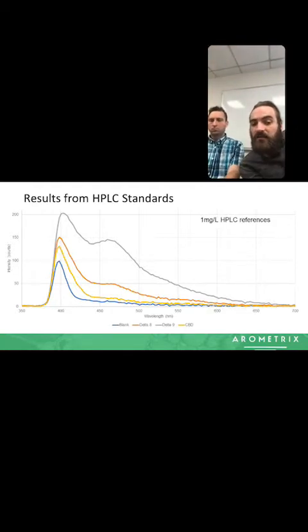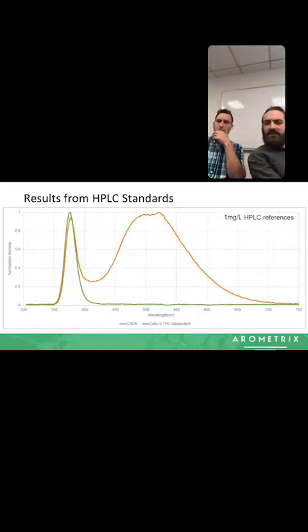We went a little bit further with this. We checked out CBDA. It was just another standard that was available to us, and we thought it was kind of interesting at the time. So we also measured CBDA. You can see that CBDA has a significantly different chemical response than both the delta 8 and the delta 9 THC, as well as the CBD, which is fairly interesting. It also means that we can very easily identify CBDA.